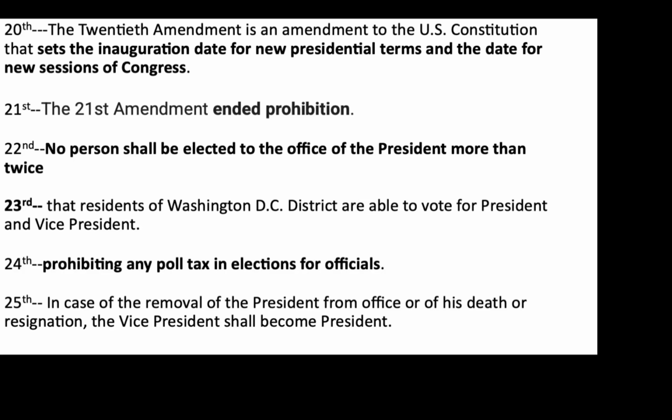24 is no poll tax. We're still trying to stop people from voting. I can't believe it. This is the 60s, by the way. They used to charge people money to vote, so they'd stop people from voting.